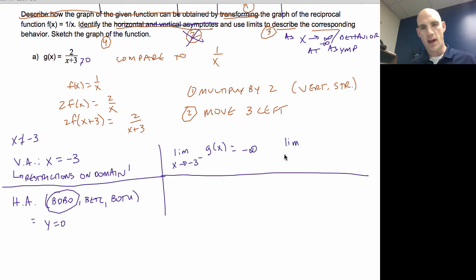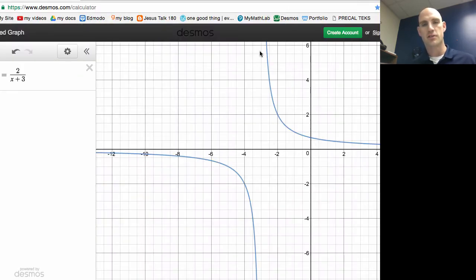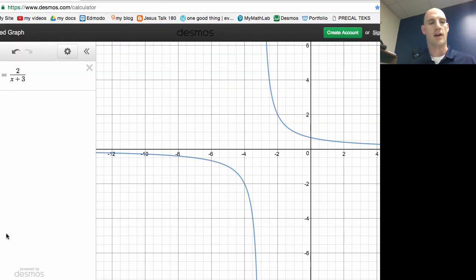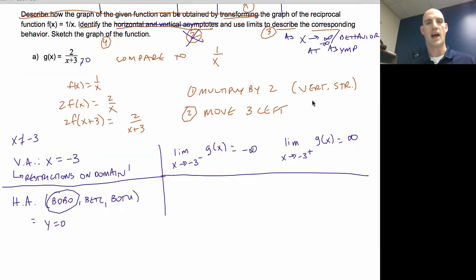So the limit as x approaches negative 3 from the positive side of g of x, and this is all notation, very important to write that correctly. As it approaches from the positive side, it actually goes to positive infinity there. Okay, and so very important to check out your graph there and understand that when it's asking you to describe the corresponding behavior, we're looking at vertical and horizontal.